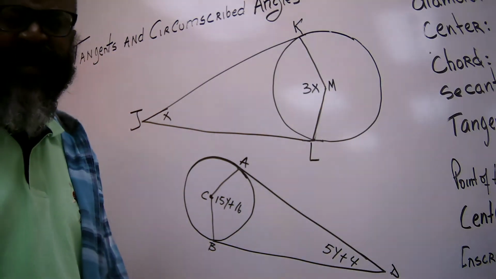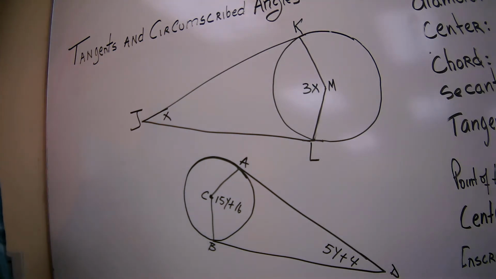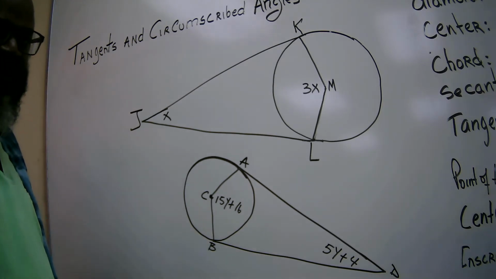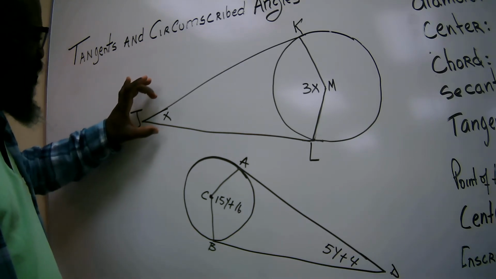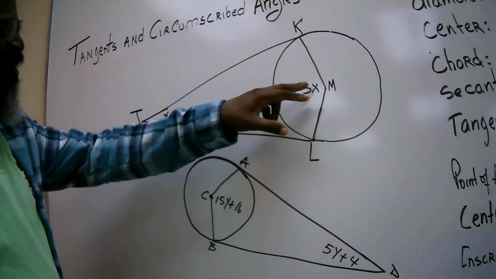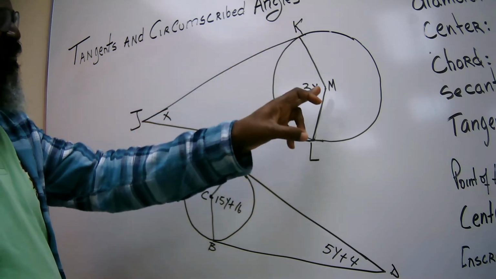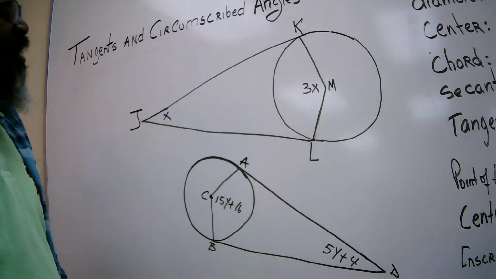We resume our lesson on how to solve the angle of a circumscribed angle and its associated central angle in the property of a circle. So in this case, we have this lesson where they're asking you to find measure of angle J and measure of angle KML, which is the central angle.